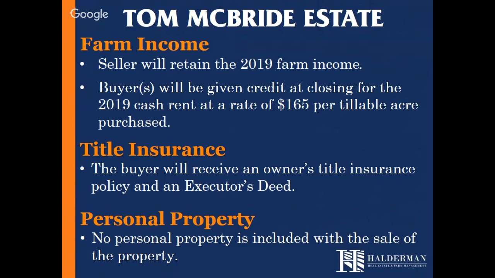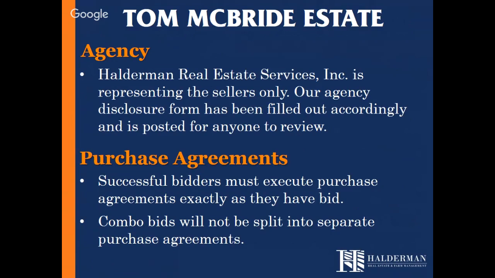The sellers will keep the 2019 farm income, but the buyer will be given a credit at closing for the 2019 cash rent at the rate of $165 per tillable acre purchased. The buyer will receive an owner's title insurance policy, and title will transfer with an executor's deed. No personal property is included with the sale of the real estate tonight. Alderman Real Estate Services is representing the sellers only. Our agency disclosure form is back on the blackboard if anybody would like to read that.